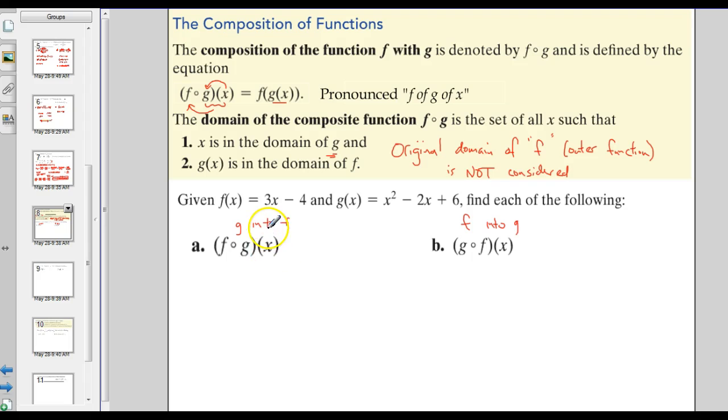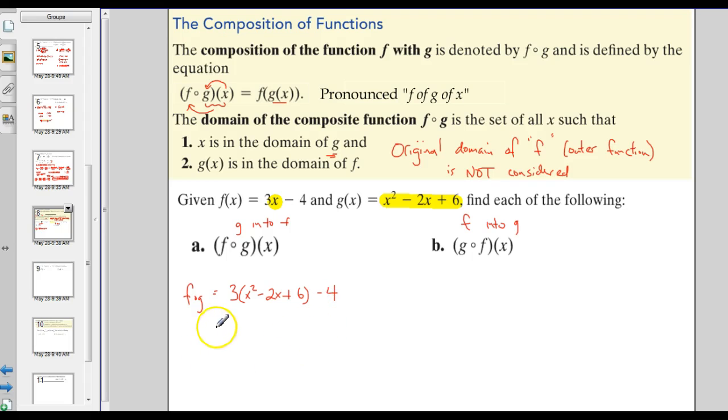Let's put g into f. So that means all of this, x squared minus 2x plus 6, is going to replace this x right here. So all of this is replacing that x. So I would write f of g is equal to 3 parentheses, there's where the x was. I'm going to replace it with x squared minus 2x plus 6, and then minus 4.